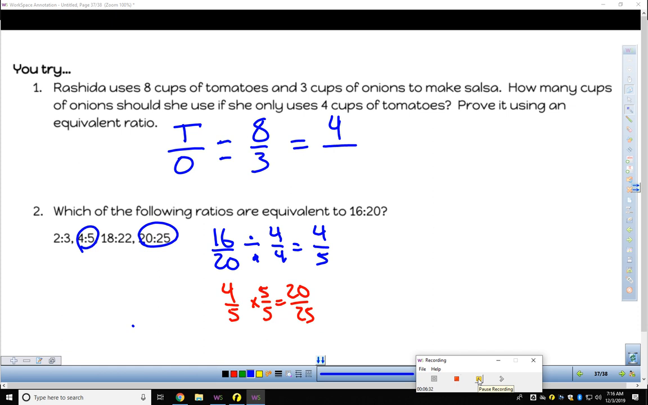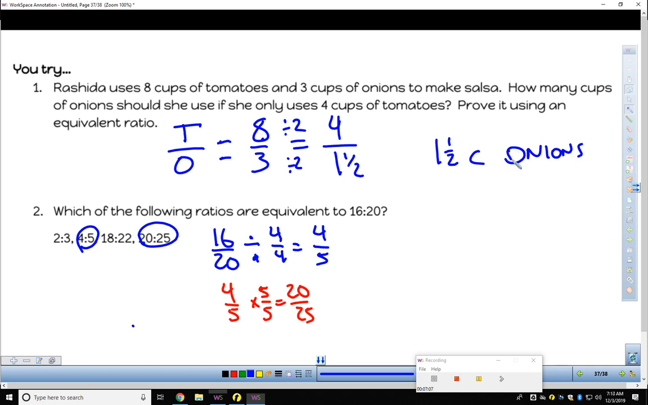All right. In problem 1, I've set up a ratio here of tomatoes over onions, and she uses 8 cups of tomatoes for every 3 cups of onions. So if she uses 4 cups of tomatoes, how do we figure that out? Well, to get from 8 to 4 here, I've divided by 2. So down here, if I divide by 2 as well, I get 3 halves or 1 1/2 cups of onions. So the answer here will be 1 1/2 cups of onions.